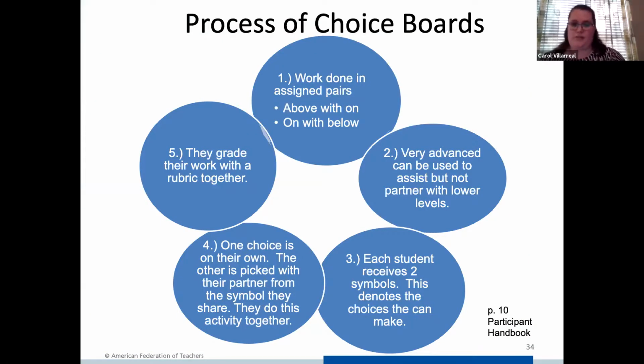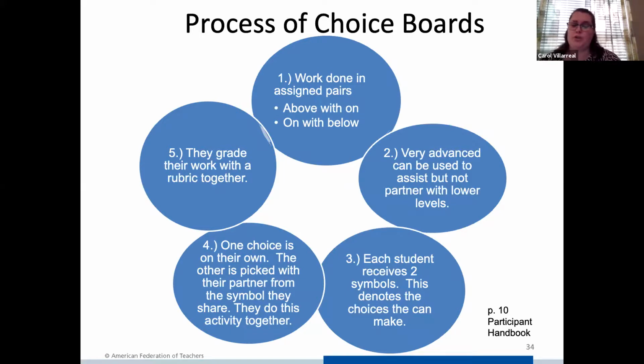So let's look at the process of using choice boards. Work is done in assigned pairs. Someone who's above would work with someone who's on level. Someone who is on level would work with someone who's below level. Your very advanced students can be used to assist, but I would not pair them with a low level student because they get easily frustrated when working with someone who's really, really low. And they tend to also do most of the work. So we want to make sure that it's an equal pair: above and on, on and below.